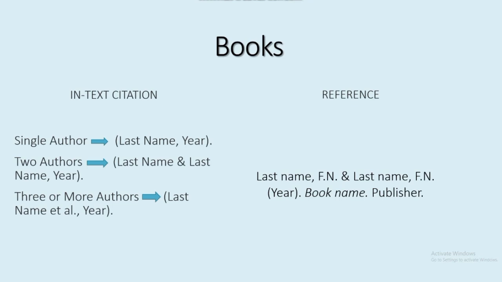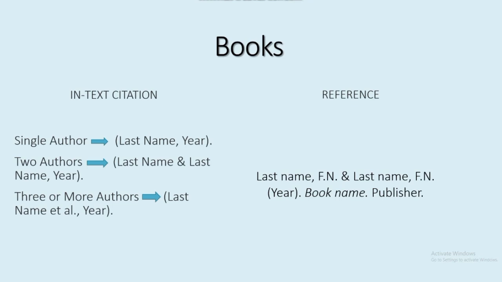So this is an example of what an in-text citation and a reference at the end of the paper look like. For books in particular, if you have a single author, the last name of the author and the year is mentioned. Then if you have two authors, the last names of both the authors and the year of publication are mentioned. If you have three or more authors, we mention it like last name, et al., and then year.